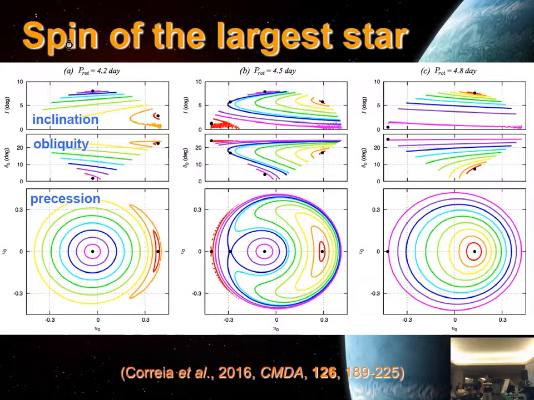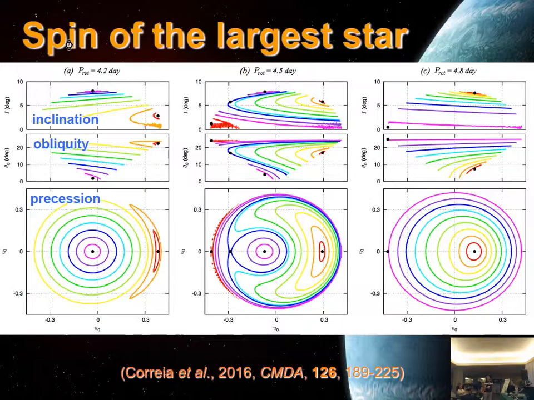And actually, if I forget about the spin of the second star, this problem is integrable. So what I'm showing here is using just the second star as a point mass, and I'm showing the phase space of the system, which is integrable. The different plots correspond to different rotations of the largest star: 4.2 days near the synchronization, 4.5, 4.8.